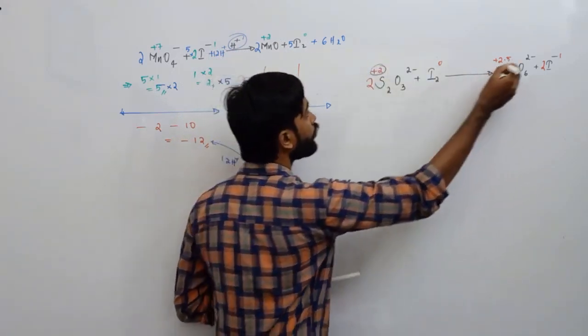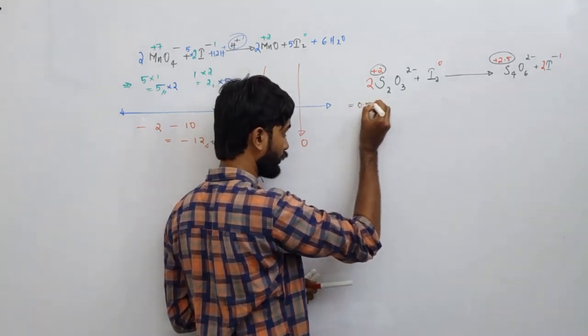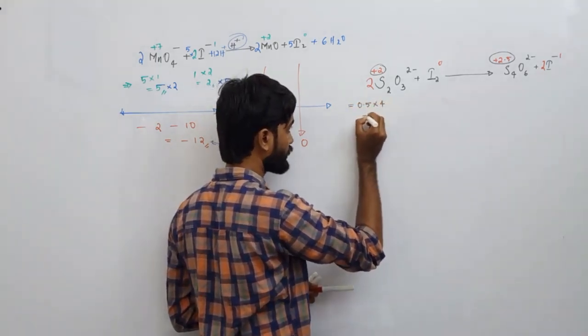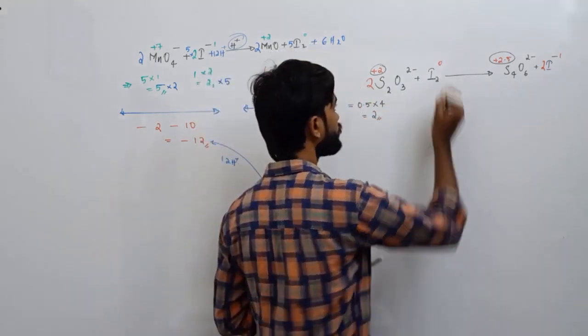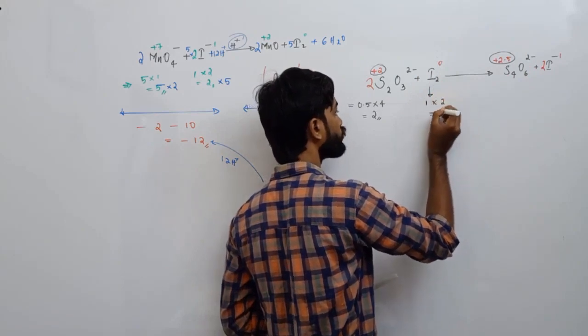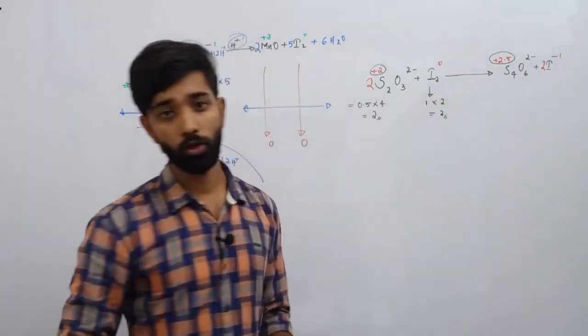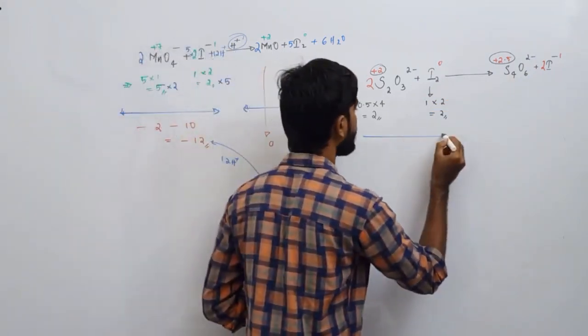Then you simply find the number of electrons gained or lost. From plus 2 to plus 2.5, the change in oxidation state is 0.5 unit, and the number of such sulfurs is 4, so the total is 2. From 0 to minus 1, the change is 1 into the number of iodine, 2, so this is also 2. So electrons lost and gained are already the same, so no need of multiplying extra numbers.